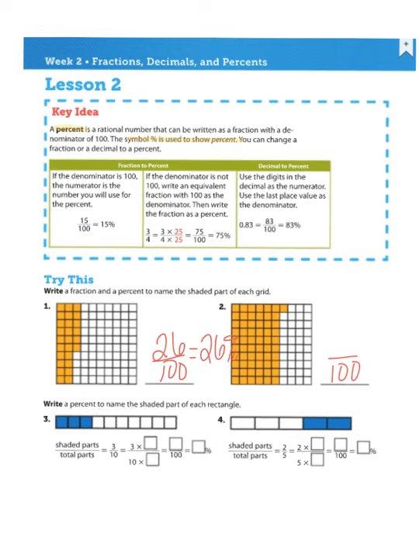On number 2, there are 61 boxes shaded in. And my denominator is already 100. So this would be 61%. So if it's already over 100, it's pretty easy.